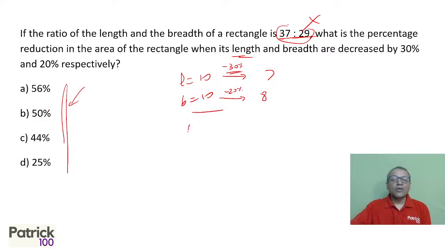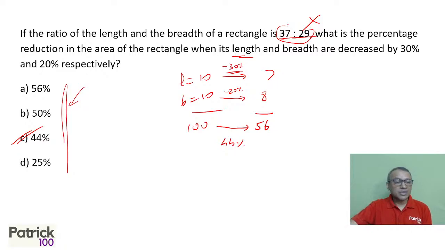So old area was 100, 10 into 10, 100. New area is 8 sevens, 56. So reduction from 100 to 56 is 44. 44 out of 100 is 44%. C option is the answer. Right? I hope it's clear.